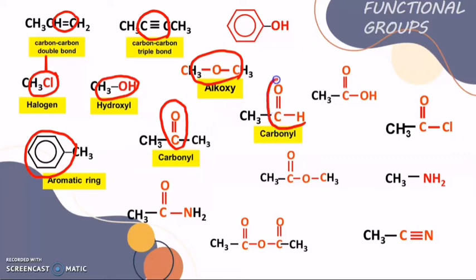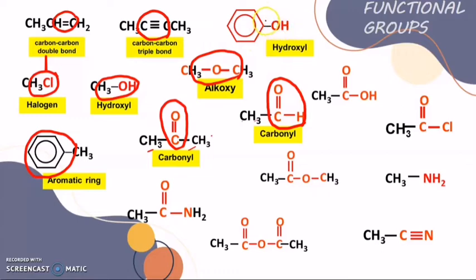This one is also named as a carbonyl functional group. If you can see, these two structures have the same name of functional group but are different compounds. This C double bond O is attached in between two alkyl groups, while this C double bond O is at the terminal of the compound with an H atom attached to it. We call this an aldehyde compound, while this one is a ketone. Both have the same functional group, which is the carbonyl group.